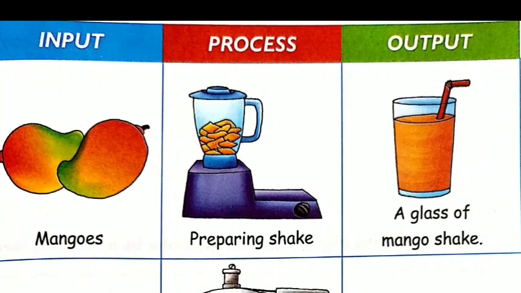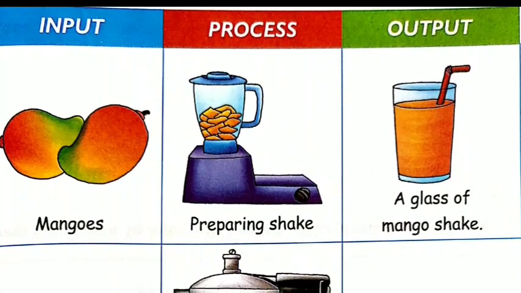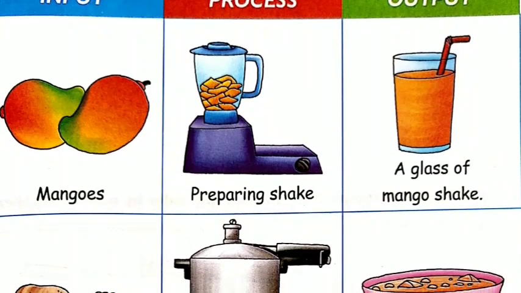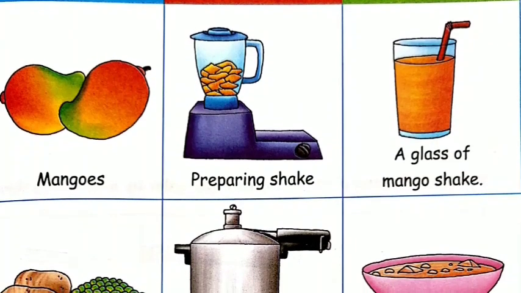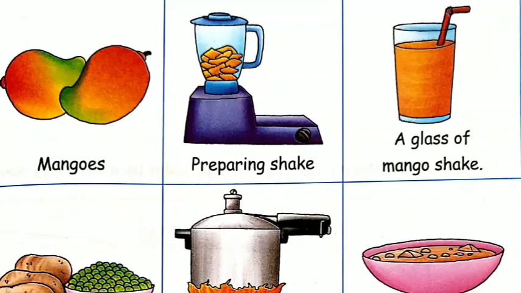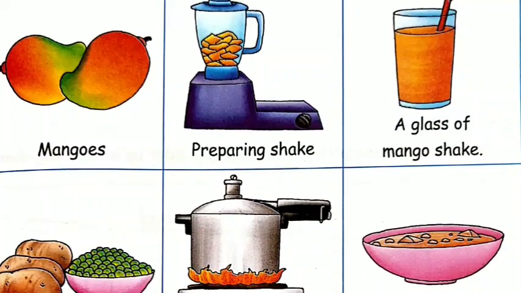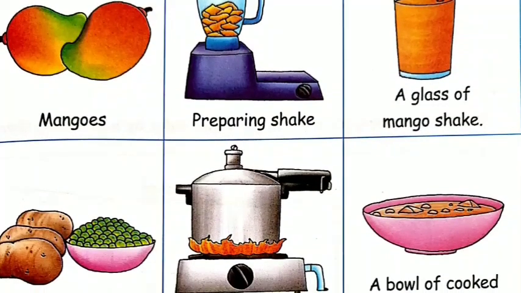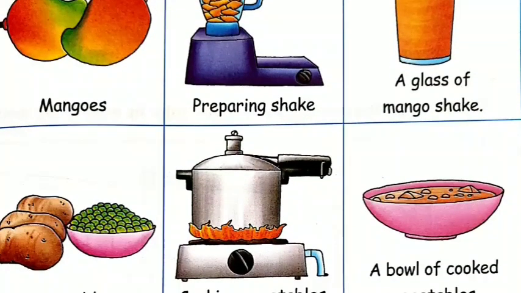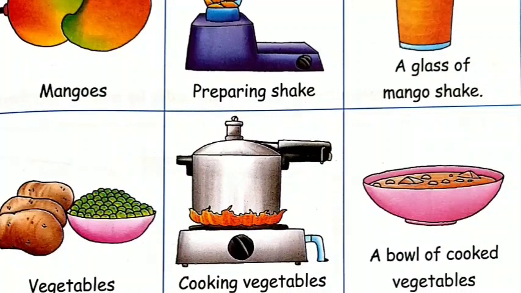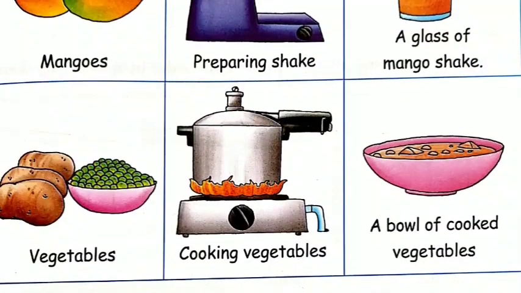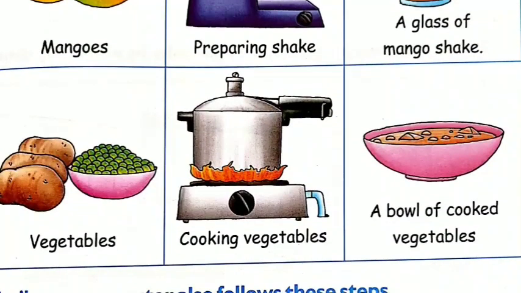Let's see some more examples from our day-to-day life. In the first example, the mangoes are input. The process is blending of mangoes. The output is a glass of delicious mango shake. Now, in the second example, the vegetables are input. Cooking vegetables is the process and the output is tasty food.